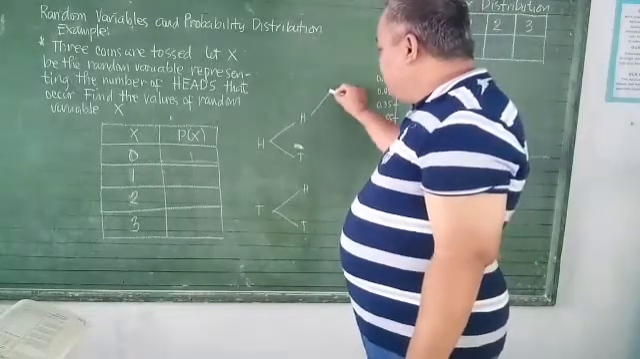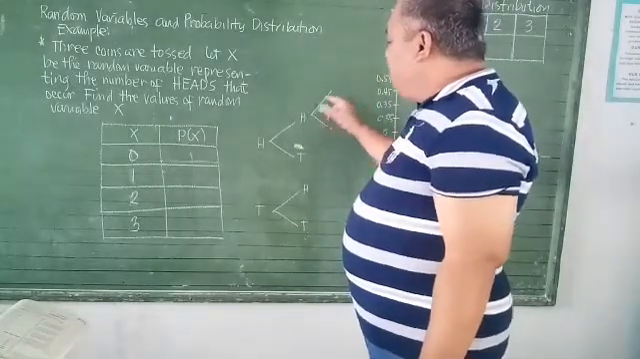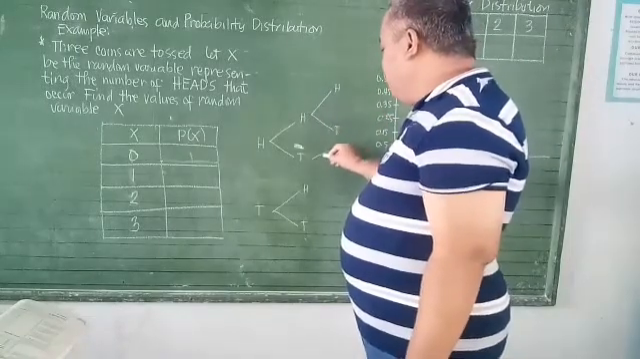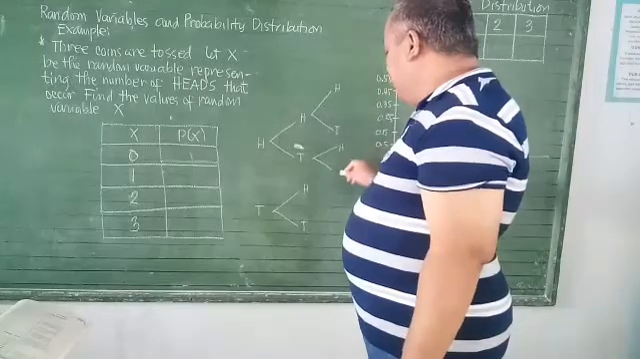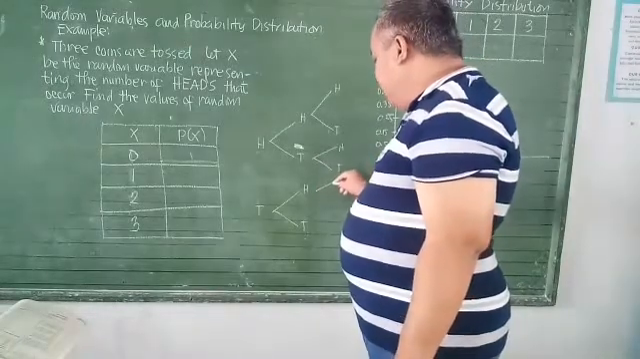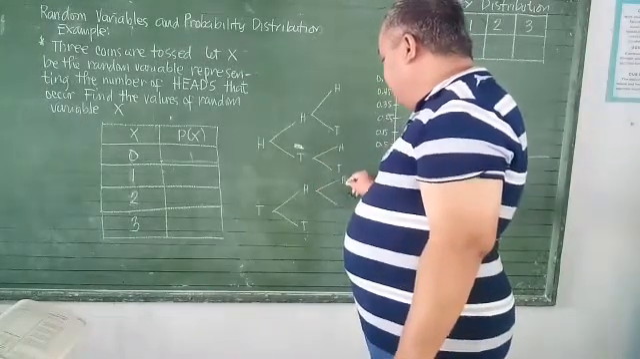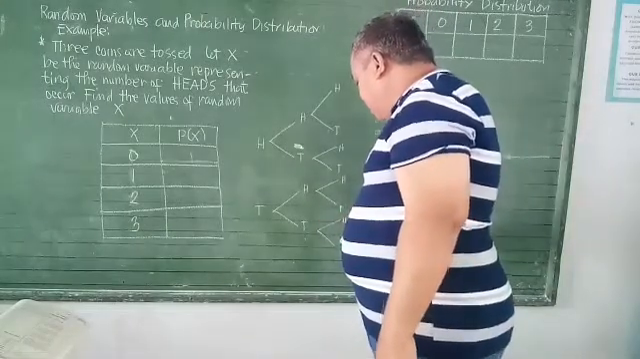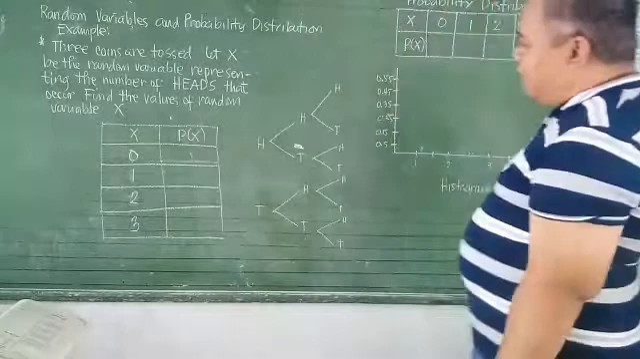Sa pangatlong coin, pwede rin head ulit at tail. And the same way, pwedeng head at tail. So that is our sample space.